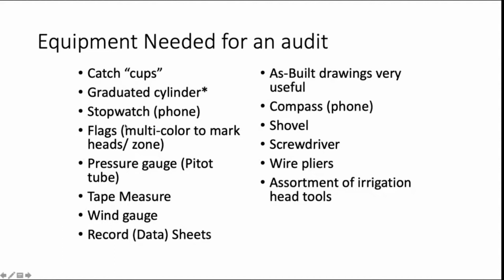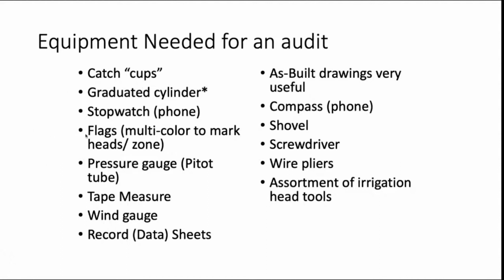A graduated cylinder, we use that to measure a volume, and we convert that to depth by knowing the surface area of the cup. You want some way to time your application so you know your rate. Flags to mark your heads and your zones if you want to isolate zones for auditing. You may want to get a pressure gauge, and we'll look at the pitot tube next, and all these other things that are just general good tools.